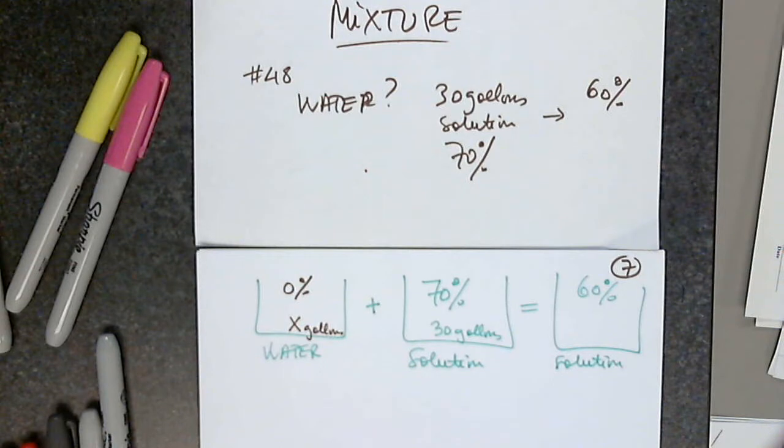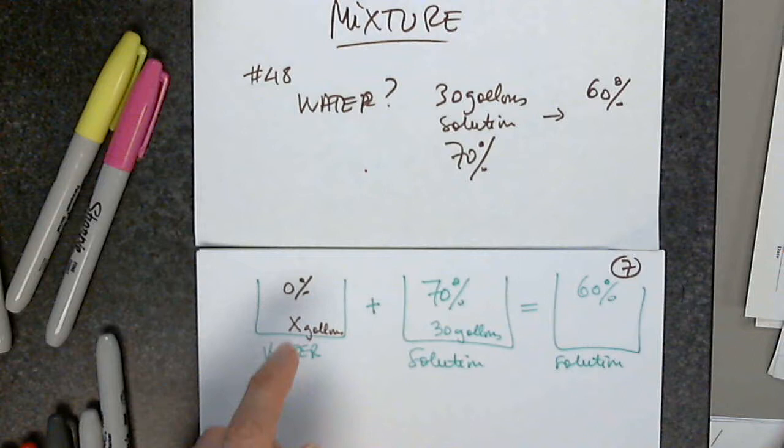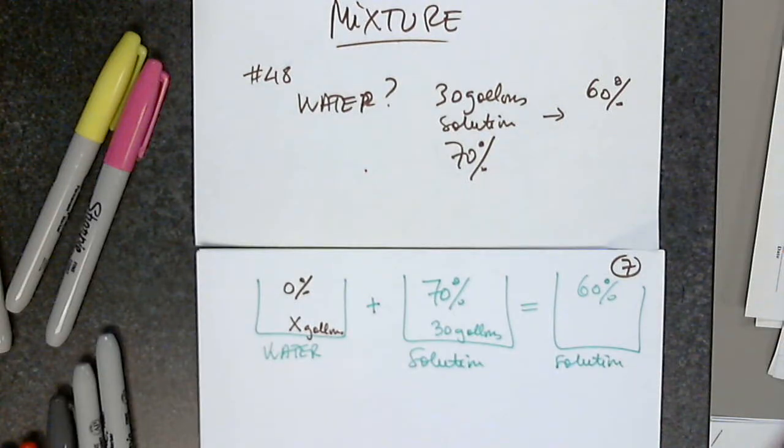So now I take these two containers and empty them out in the third one that initially had nothing in it. I took this and I took this and I emptied them here. I mix. I have 60% concentration. Solution 60%. How many gallons?